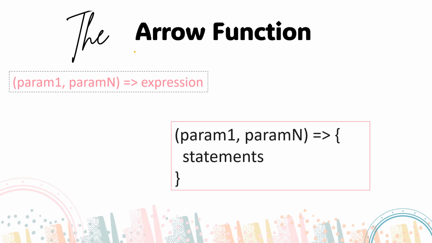Okay, to continue, here is the syntax of an arrow function with more than one parameter. Ito yon, param1 represents the first parameter, paramN represents the last parameter. Let's say, for example, meron kayong tatlong parameters, so param1, param2, comma, param3. Okay, so ganun siya.